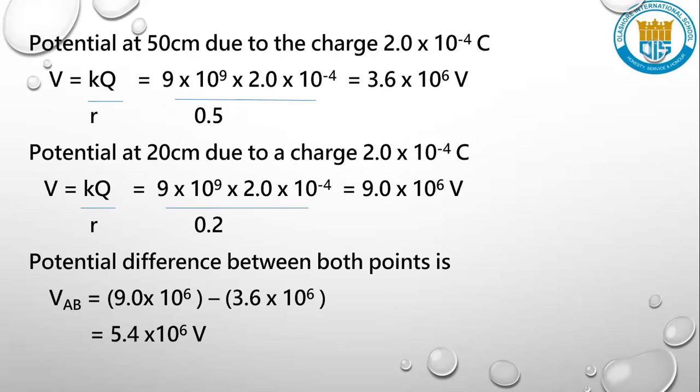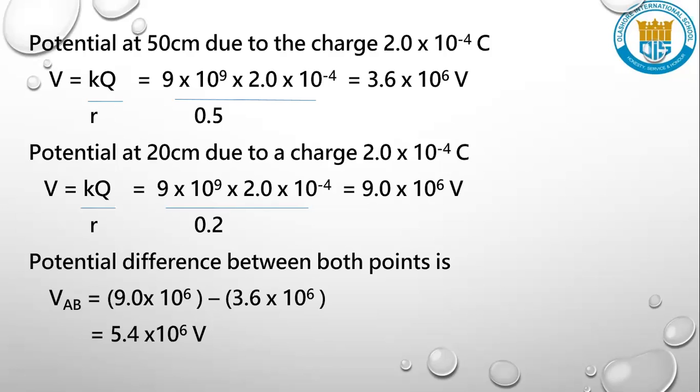Do not forget to always convert centimeters to meters, as I said. Then we also found the potential at 20 cm, still due to that stationary charge. The difference between the two potentials is what gives us the potential difference. So when we were moving the charge between the two points, we were moving it from a point that had a potential of 3.6 times 10 to the power 6 to another point that had a potential of 9.0 times 10 to the power 6. We now had to find the difference. It is the difference between these two potentials that we call potential difference. Once we find that difference, we know what our V is.